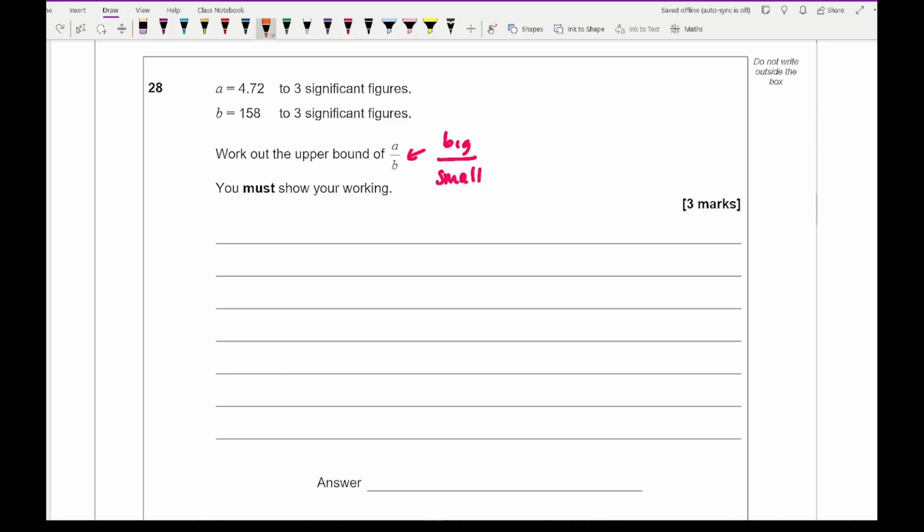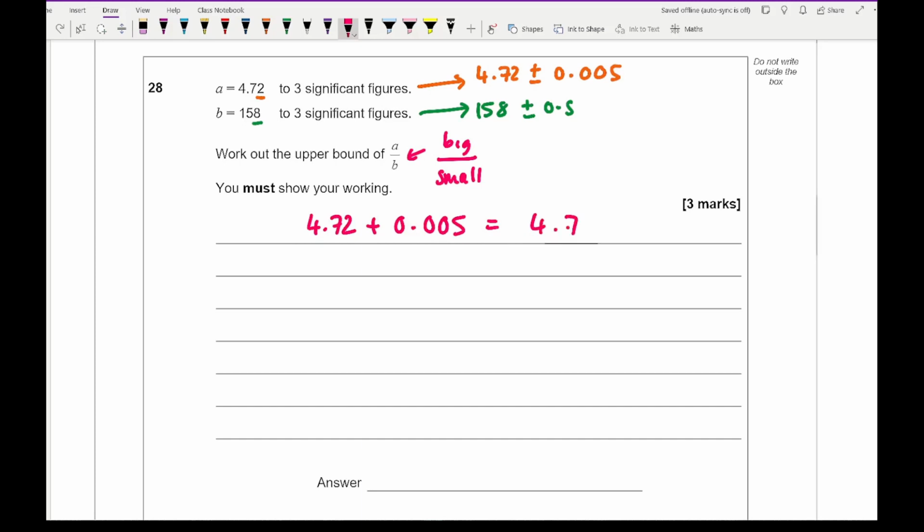So now let's work out what the upper and lower bounds of these are going to be. Now A has been rounded to the nearest hundredth, so that's going to be 4.72 plus or minus 0.005. And B has been rounded to the nearest unit, so that's going to be 158 plus or minus 0.5. So to get the upper bound, the biggest value of A, that's going to be 4.72 plus 0.005, which gives me 4.725. That's the upper bound.